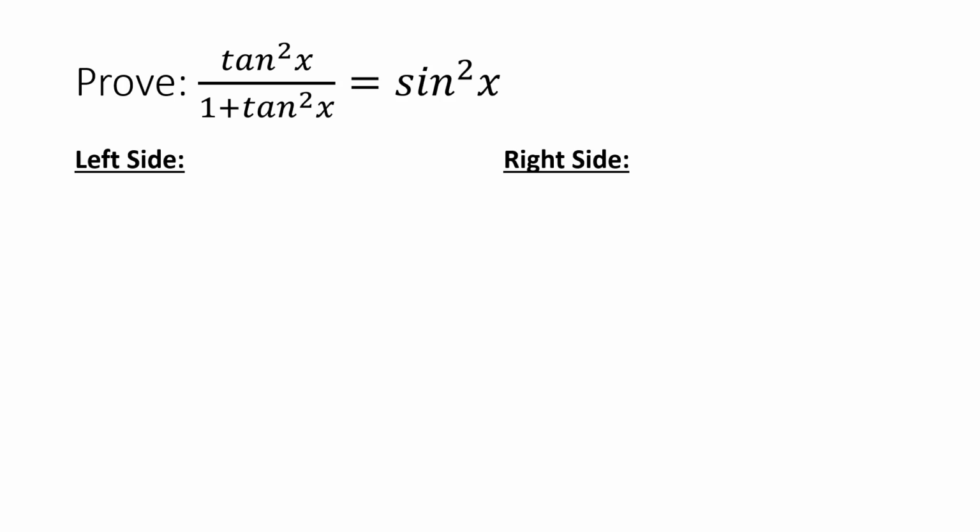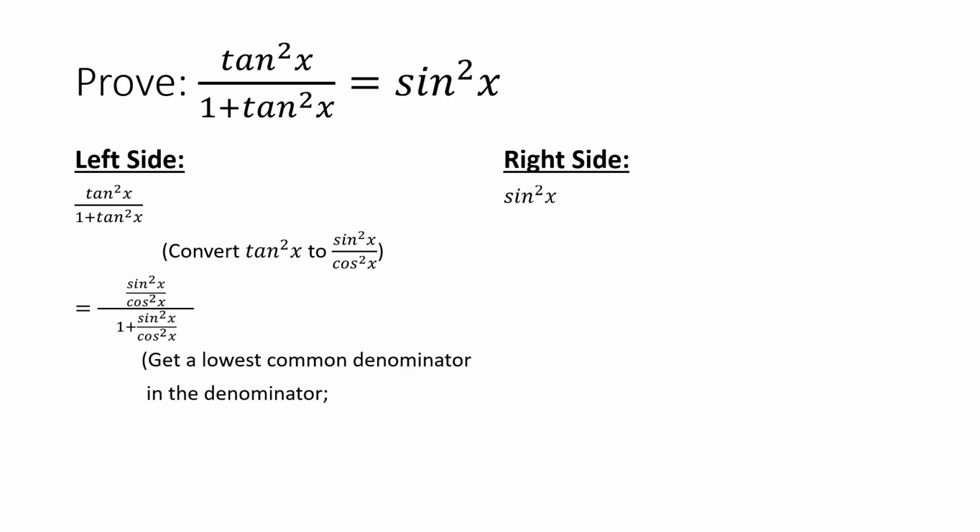So splitting our page into left side and right side, we write down each expression, and then we're going to convert tan squared x to sine squared x over cos squared x as follows. So notice all we did is we rewrote the exact same thing. We said tan squared x over 1 plus tan squared x. But we converted each one of those tan squared x to sine squared x over cos squared x.